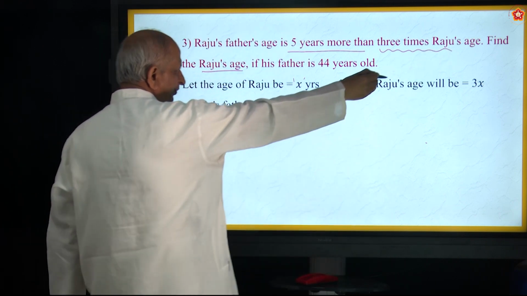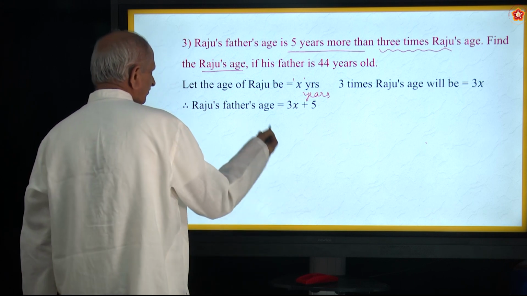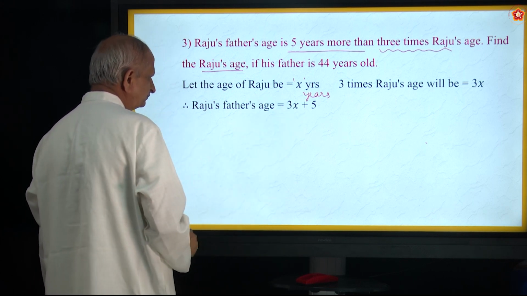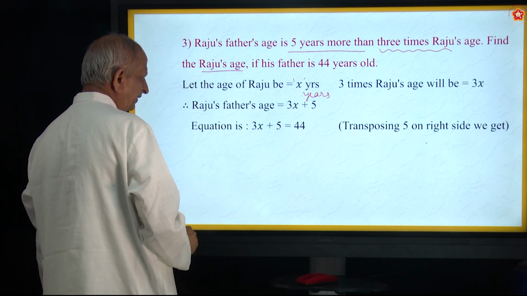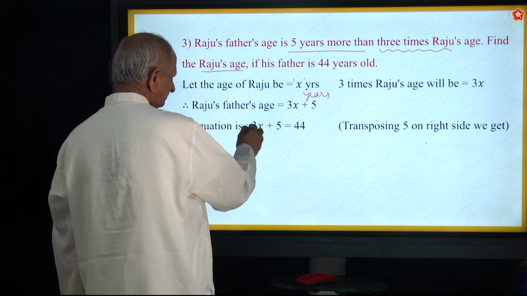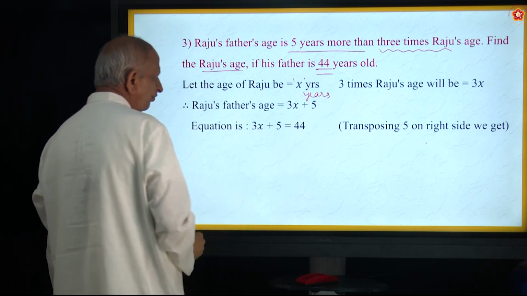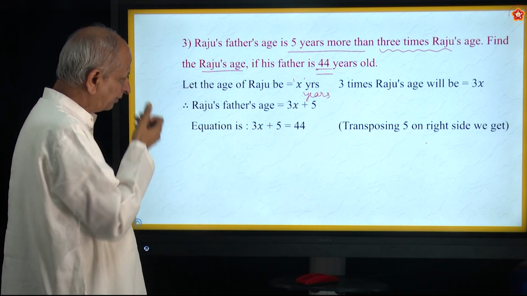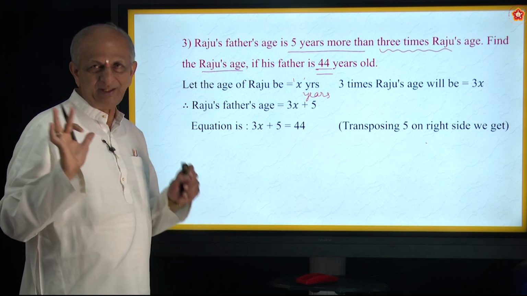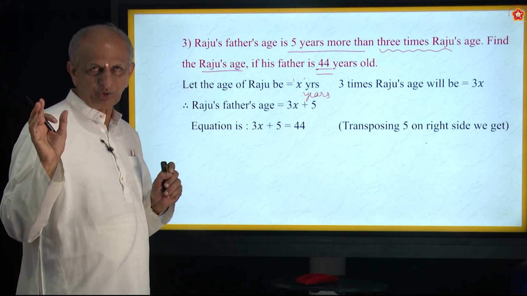So, 3 times Raju's age means 3x. 5 years more means plus 5. So, the equation becomes 3x plus 5 is equal to 44. Father's age is given as 44. So, write the equation. So, how to proceed?